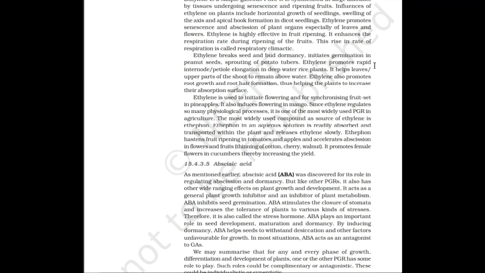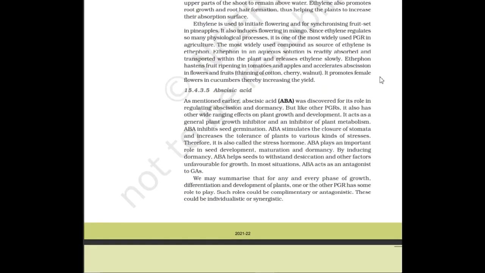Ethylene promotes rapid internode and petiole elongation in deep water rice plants. It helps leaves and upper parts of the shoot to remain above water. Ethylene also promotes root growth and root hair formation, thus helping the plant to increase its absorption surface. Ethylene is used to initiate flowering and synchronize fruit set in pineapples. It also induces flowering in mango.